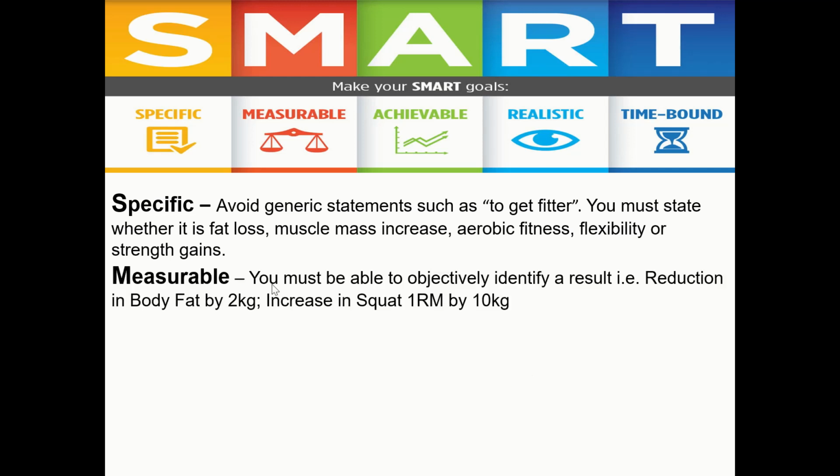The second letter is M, and this stands for measurable. This means that the goal that we're setting must be objectively measurable as a result. So here we're talking about, for example, a reduction in body fat by 2 kilograms, an increase in squat 1 rep max by 10 kilograms. This is measurable and it's objective in that we can measure a 1 rep max squat objectively through the weight measurement on the bar.